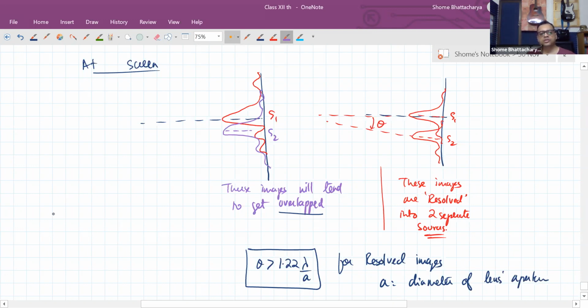Okay, so theta is, sorry, A is this diameter. So the size of the lens becomes important. So this particular formula here, or this particular concept, is called the Rayleigh criterion.